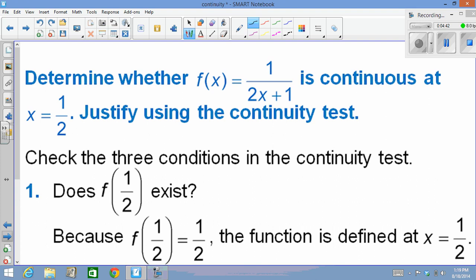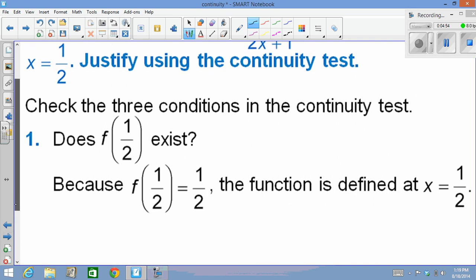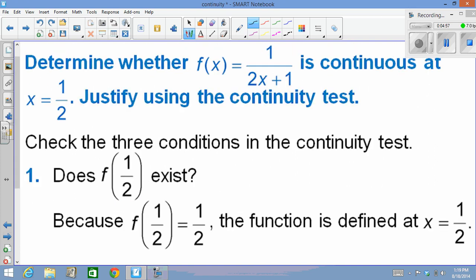So here's my first problem. I have f of x equals 1 over 2x plus 1, and I want to verify that it's continuous at the point 1/2. So the first thing I have to do is find out, does f of 1/2 exist? So I'm going to plug 1/2 into the function. Then I would have 1 over 2 times a half. 2 times a half is just going to be 1. So 1 plus 1 is 2. So that means it equals 1/2, which is what we have here. And that tells me that it is defined. So part 1 of my test for continuity applies.